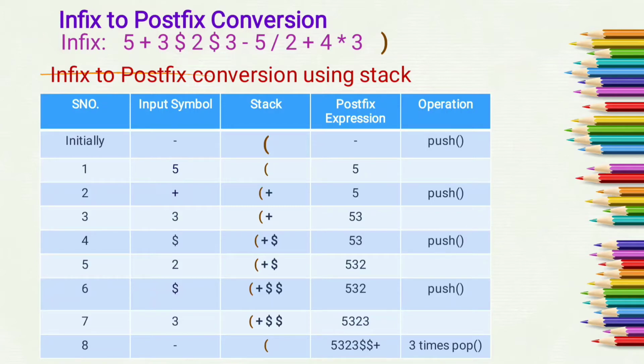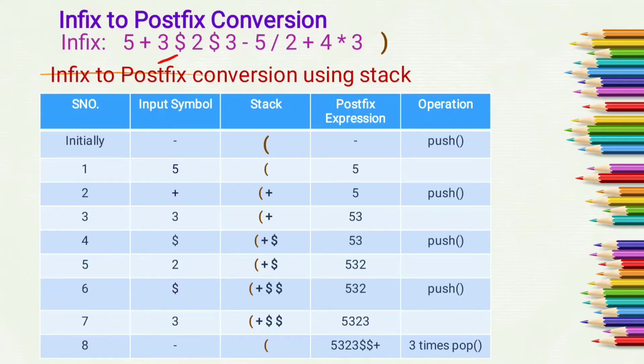So the first step is to push an open bracket into the stack and add a closing bracket at the end of the infix expression. Then we scan the infix expression from left to right. The first input symbol we get is 5, which is an operand. We simply add this 5 into the postfix expression and we get plus. As plus has higher precedence than the open bracket of the stack, plus will be pushed into the stack. So we have performed a push operation.